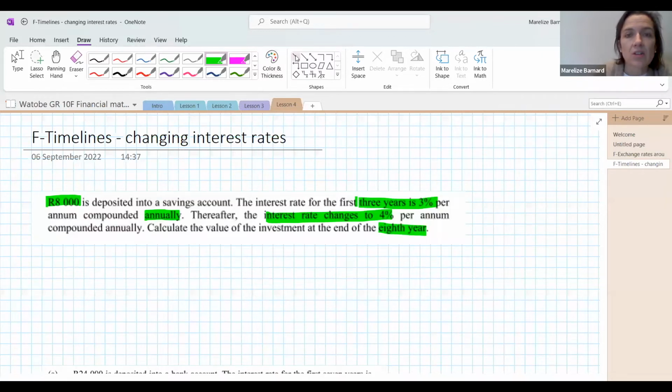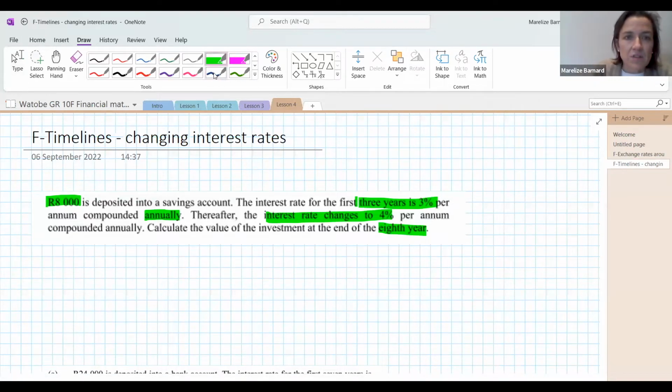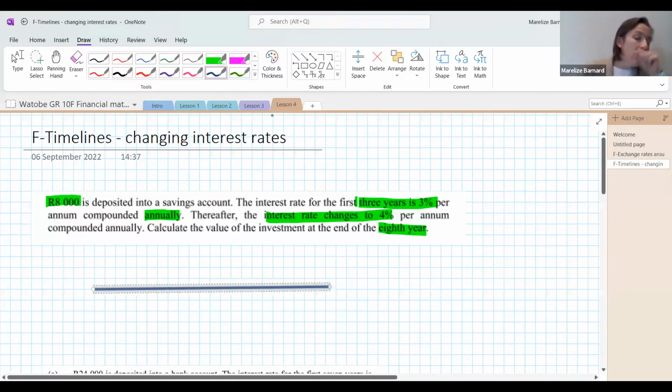Okay, now it is always useful with these types of problems to draw a timeline. And I don't want to draw quite such a thick timeline. Let me change my pen. There we go. So let's draw a timeline.